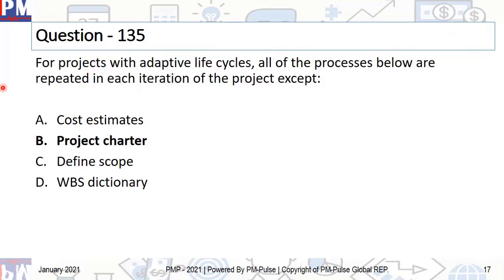And the correct answer is B, project charter. See, for projects with adaptive life cycles, all of the processes below are repeated in each iteration of the project, except, so this is an except question. So you will actually look back at cost estimates, you will do define scope again. You might have to do the WBS dictionary again, but the one thing that will never change in a project is the project charter.